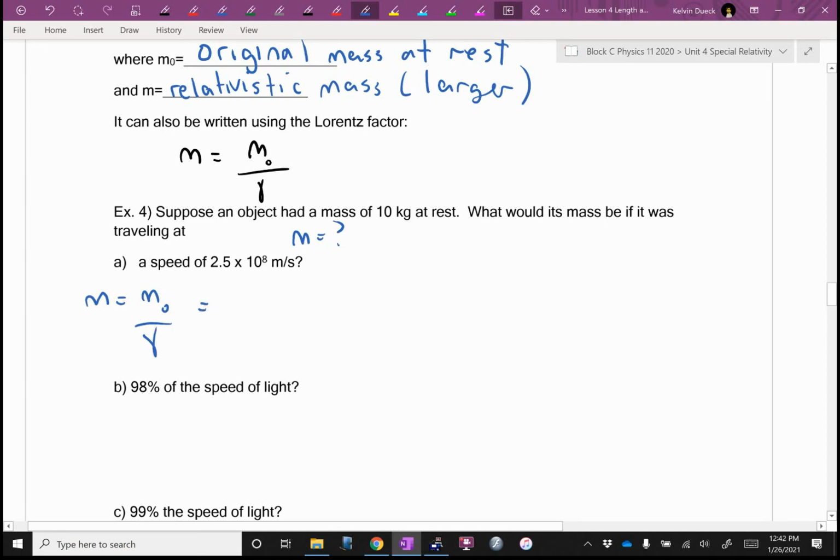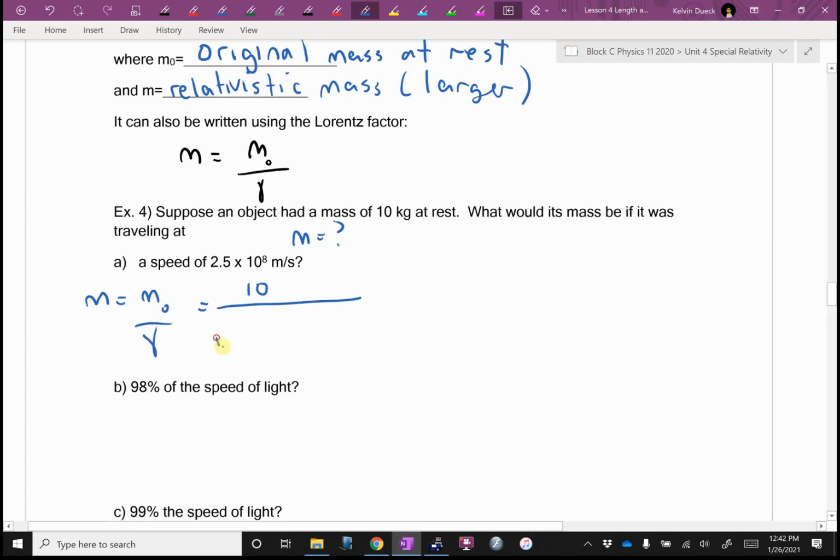What's M0, the original mass at rest? 10? All over. Did I give you the speed as a percentage of the speed of light, or did I give you the speed in meters per second? Okay, so unfortunately this time what you see is not going to work.